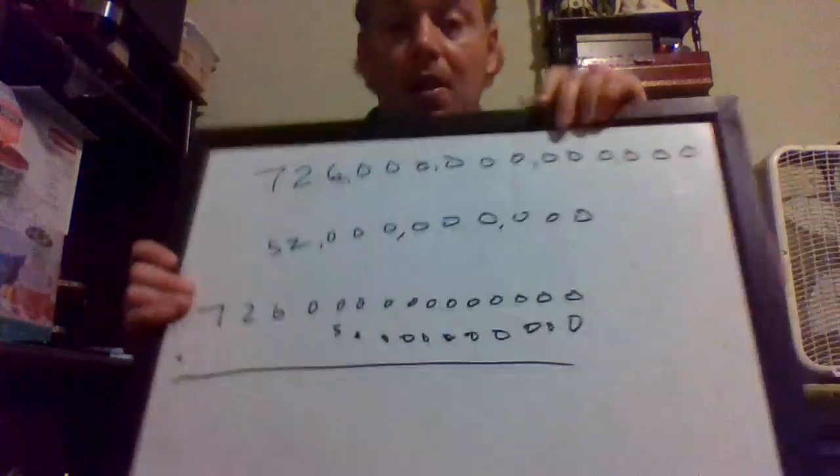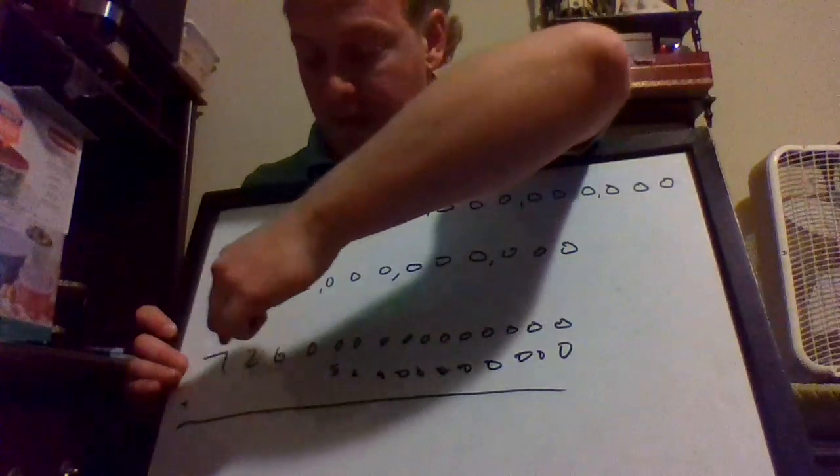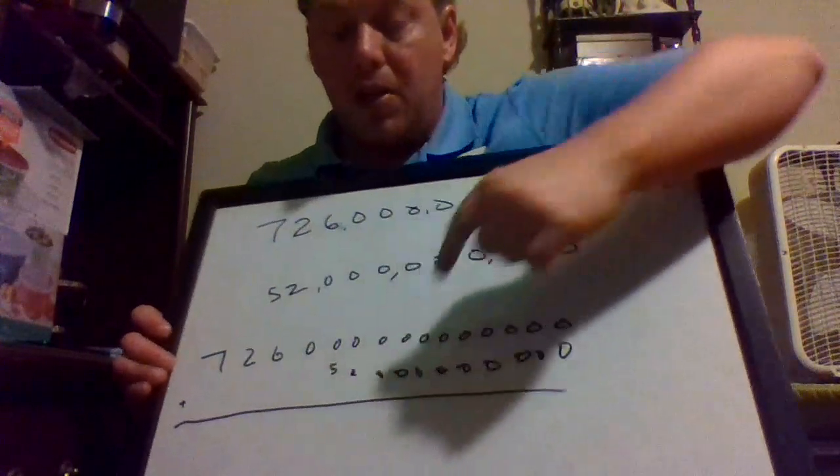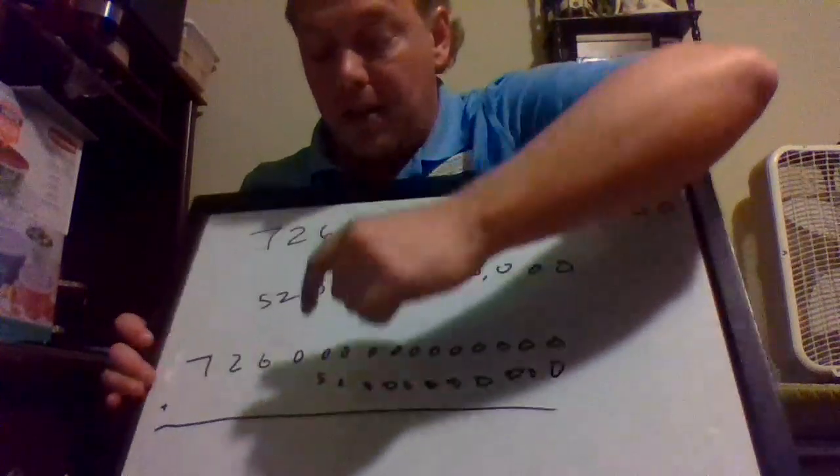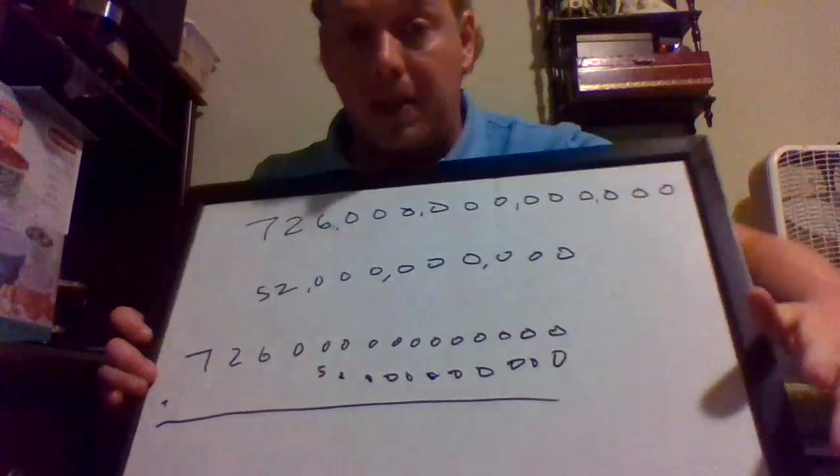So this is what our problem is going to look like right here at the bottom. 726 trillion plus 52 billion. Now, all of those zeros, if it was me, well, it is me, are a little intimidating sometimes. But now we're just adding, and you know how to do this.